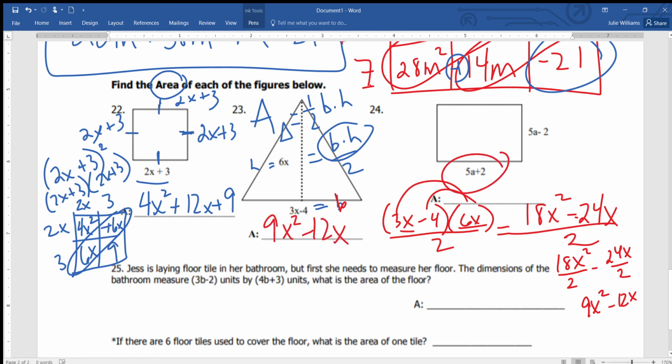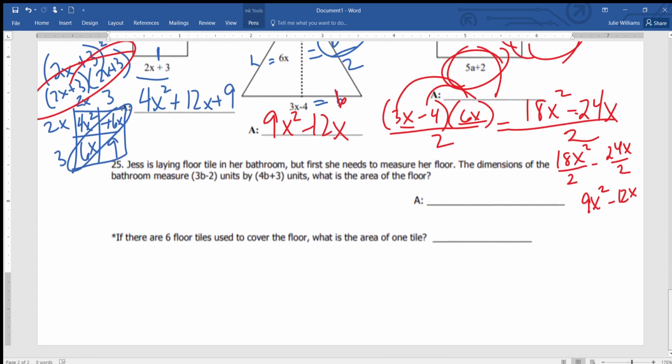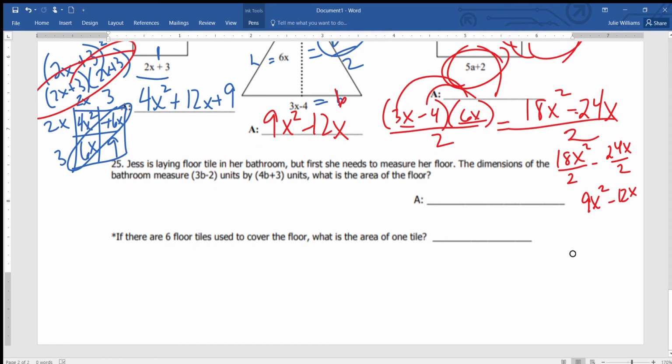And then this one is very similar to this one. It would just be that times that. Okay. One word problem for you. Jess is laying floor tile in her bathroom, but first needs to measure the floor. The dimensions of the bathroom measure.